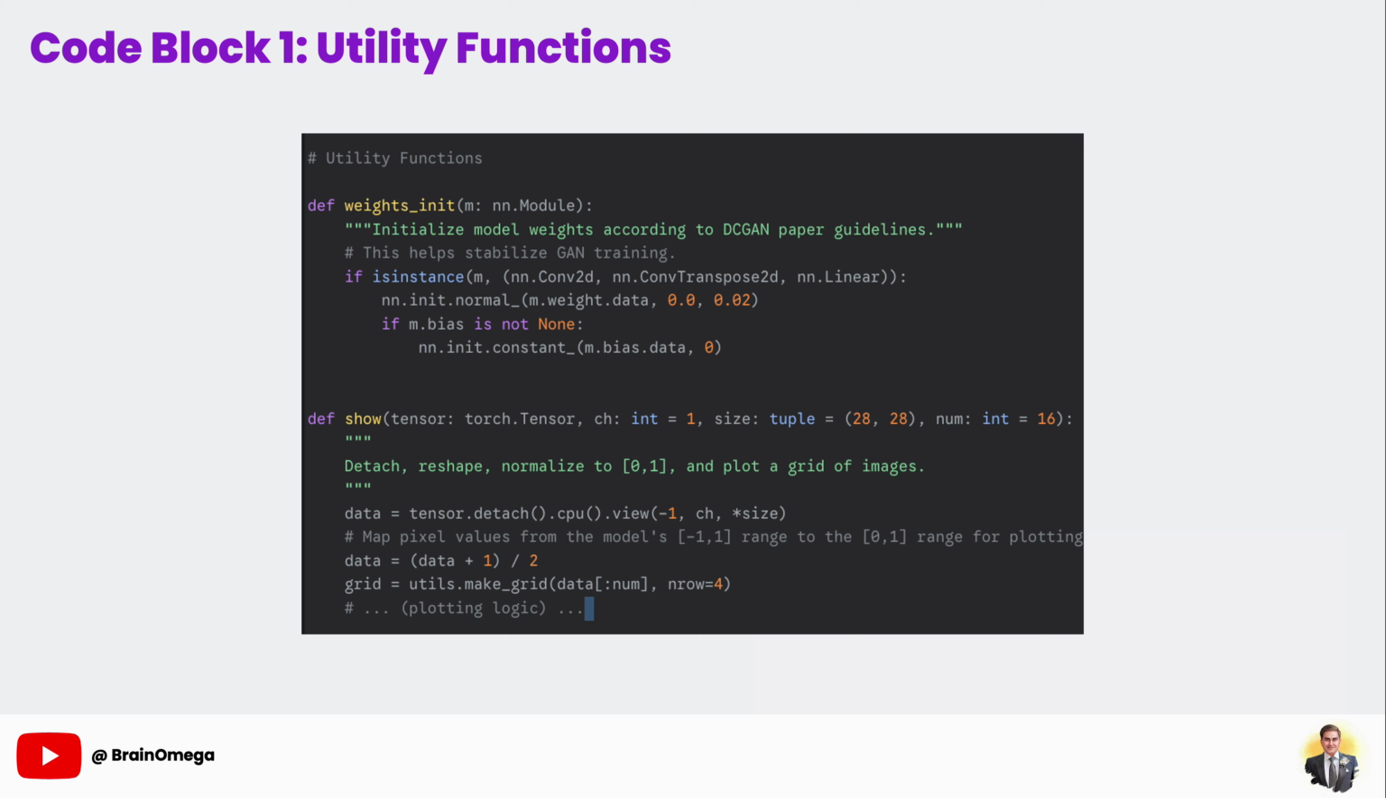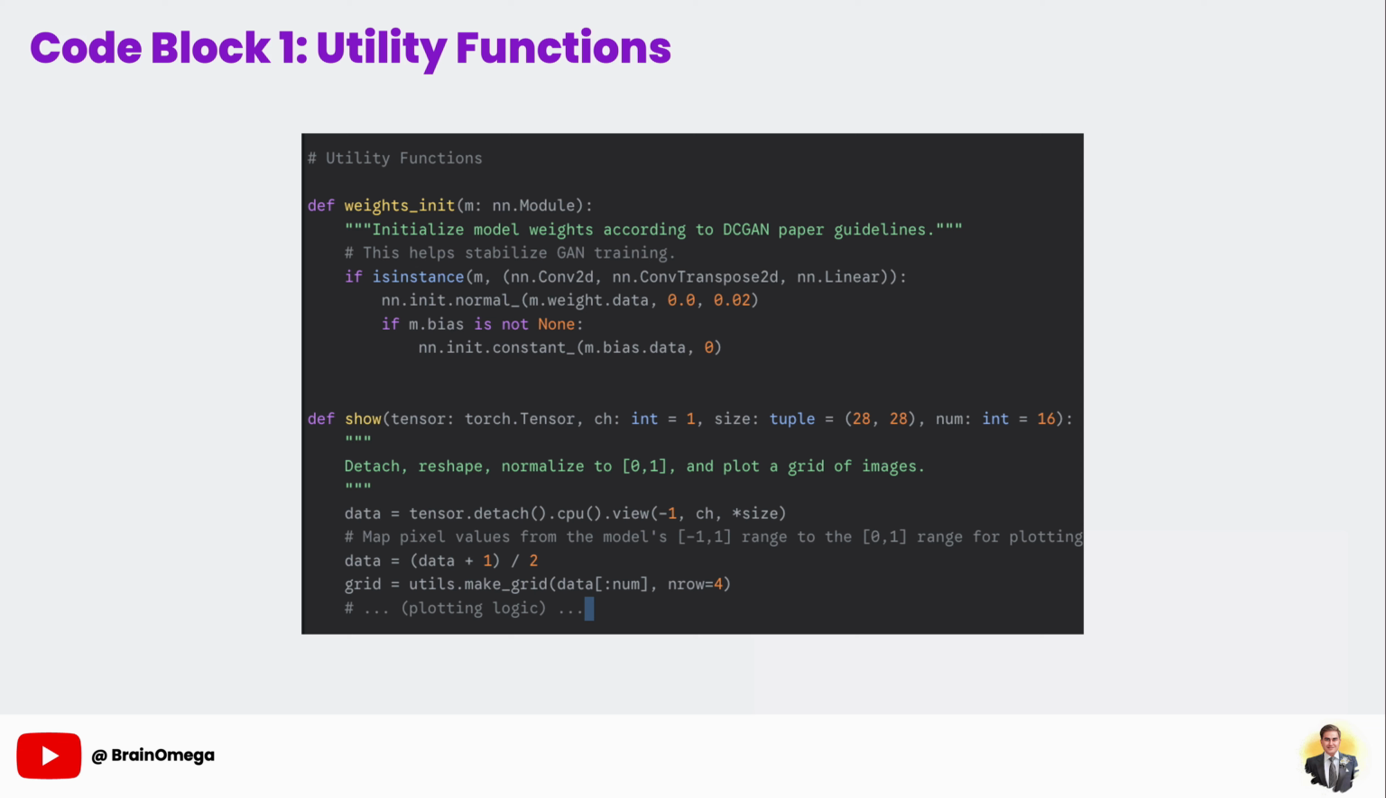They found that initializing weights from a normal distribution with a mean of 0 and a standard deviation of 0.02 worked really well. This function, weights_init, is our tool to apply this specific initialization scheme to all the relevant layers in our models. It's a small trick that can make a big difference.